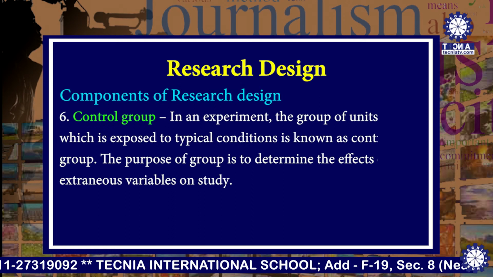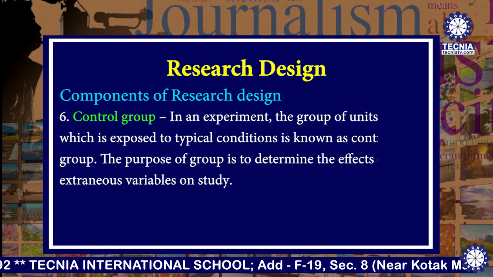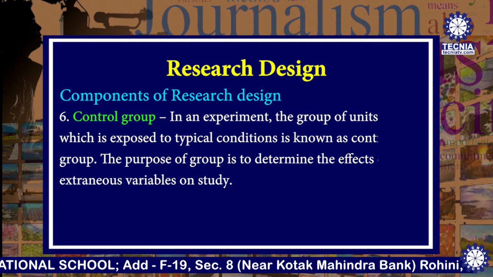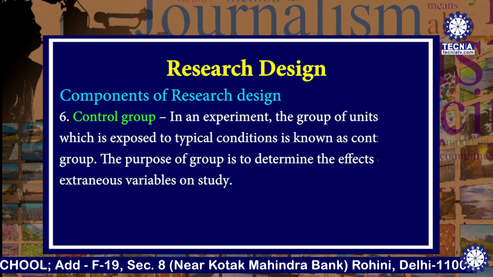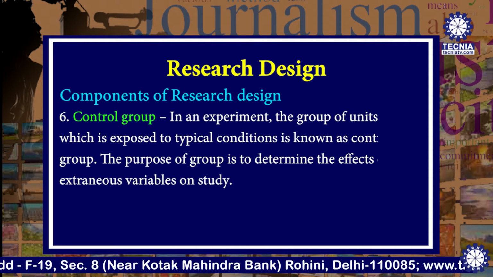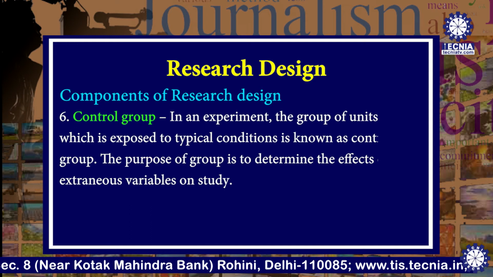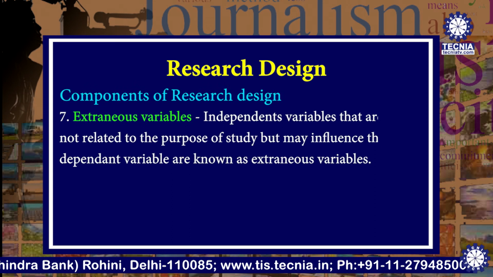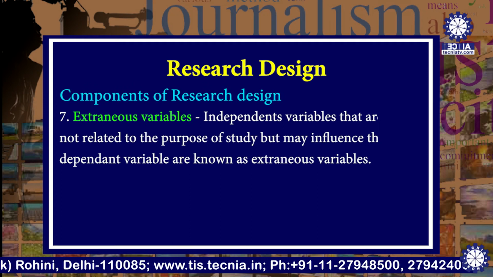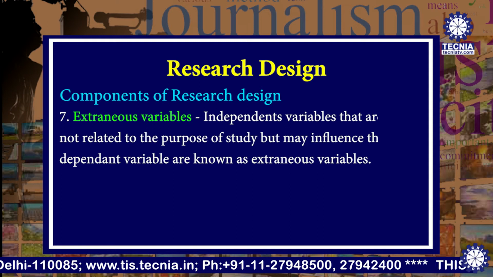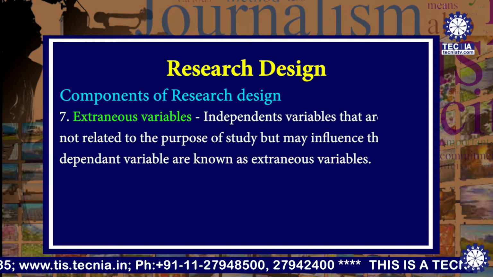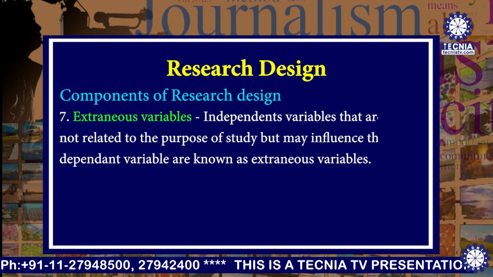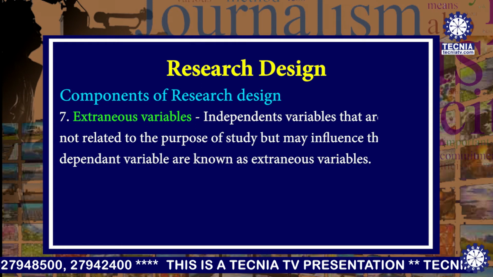The sixth component is control group. In an experiment, the group of units which is exposed to typical conditions is known as a control group. The purpose of the control group is to determine the effects of extraneous variables on the study. The seventh component is extraneous variables. Independent variables that are not related to the purpose of the study but may influence the dependent variables are known as extraneous variables.